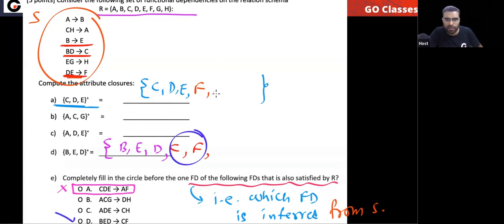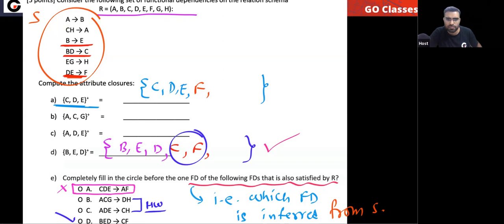But anyway, tell me the complete closure. So you got BEDCF. That's it, this is the complete closure. So I can say option D is correct and option A is not correct. The remaining two you can do yourself as homework. In the private Telegram group, you can discuss.